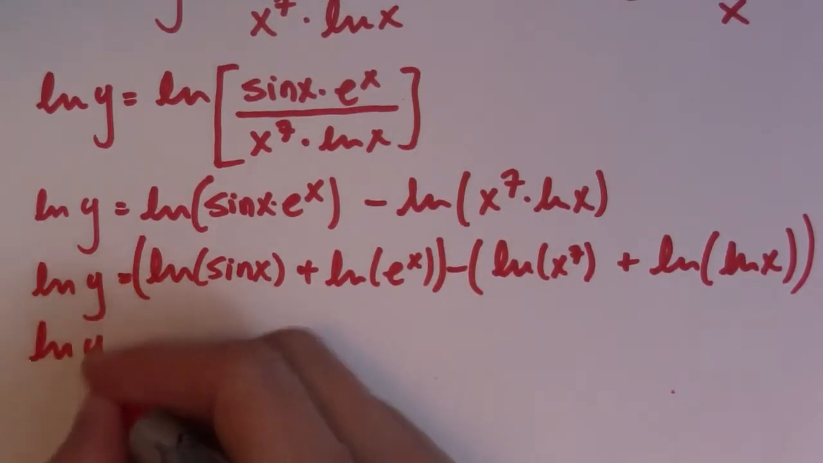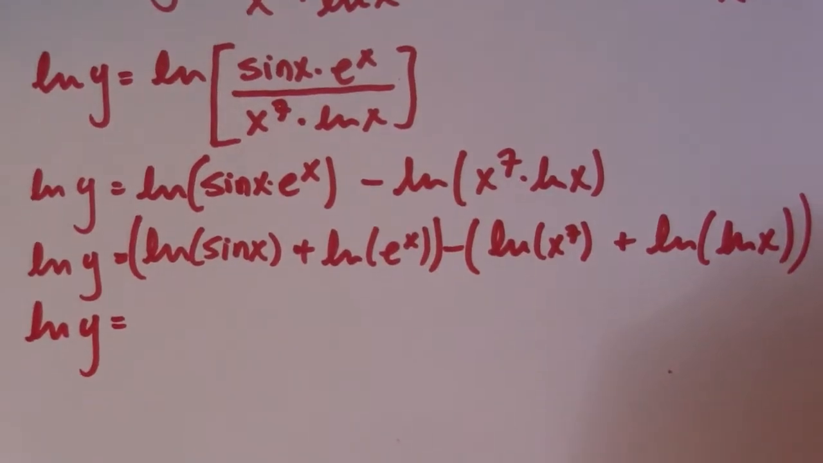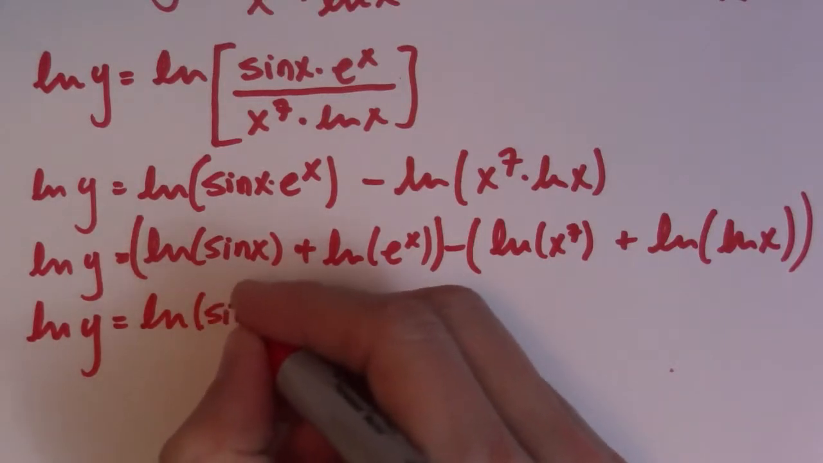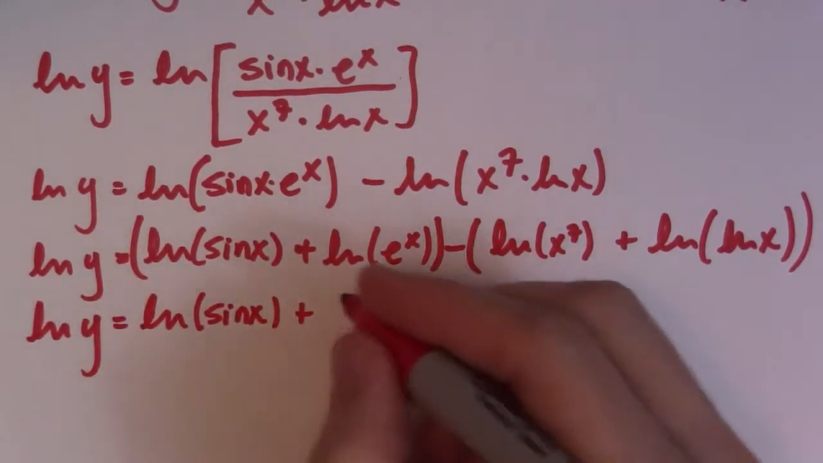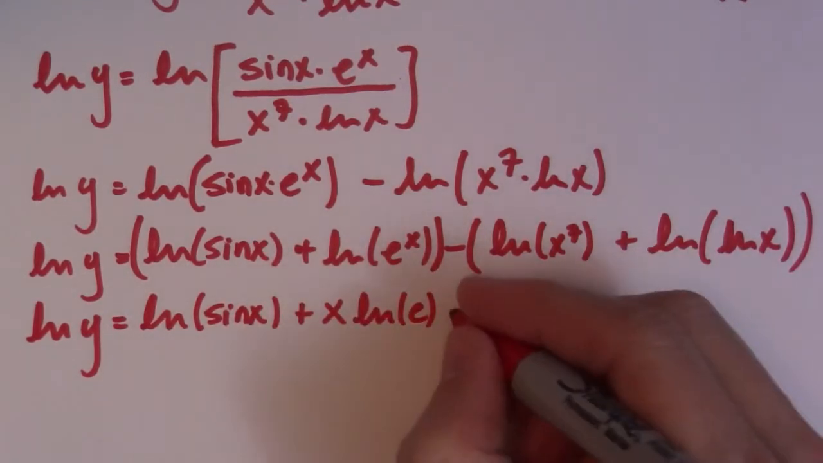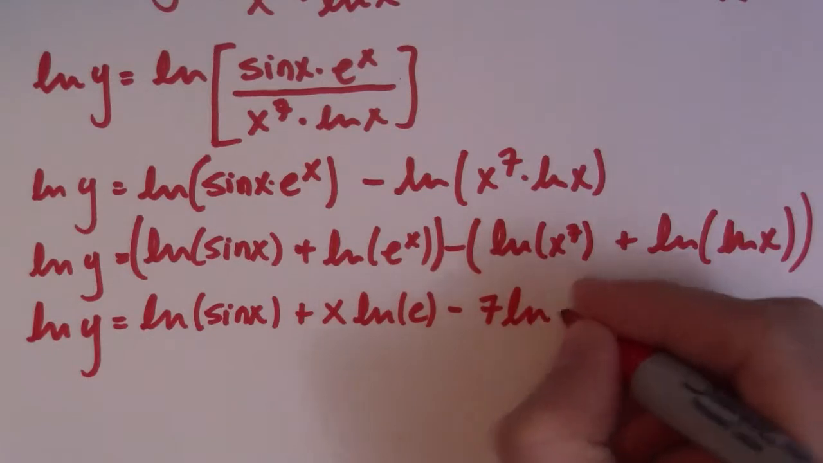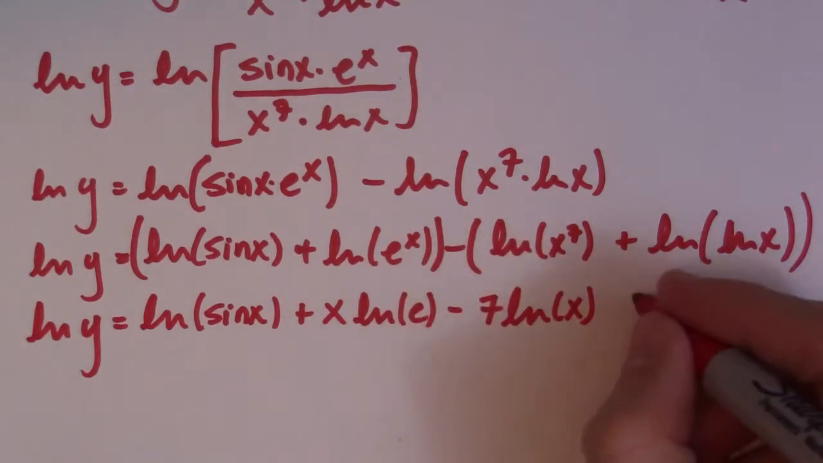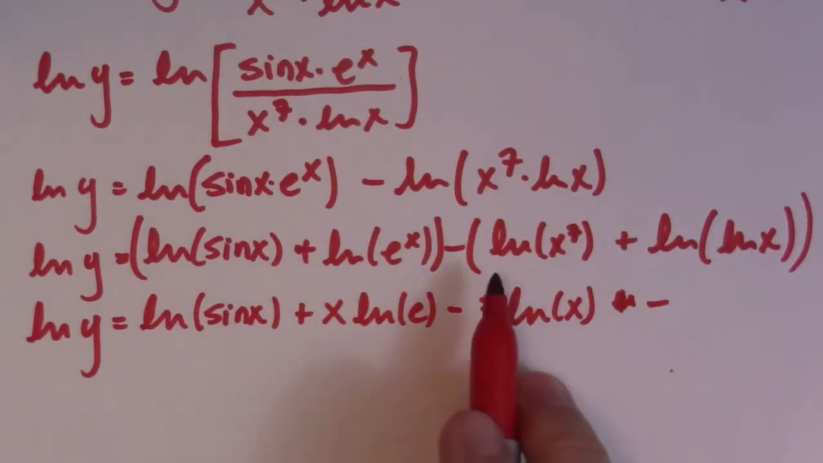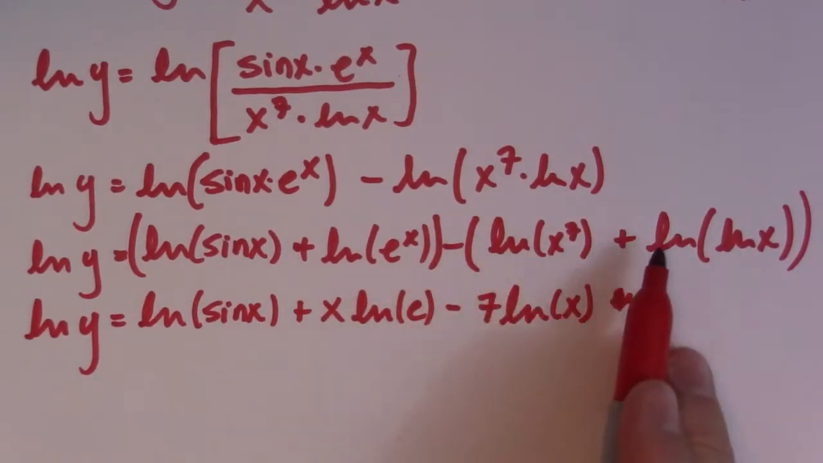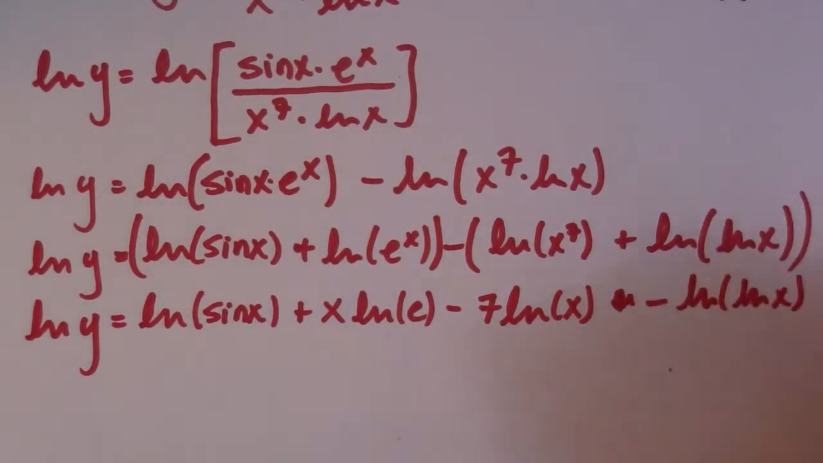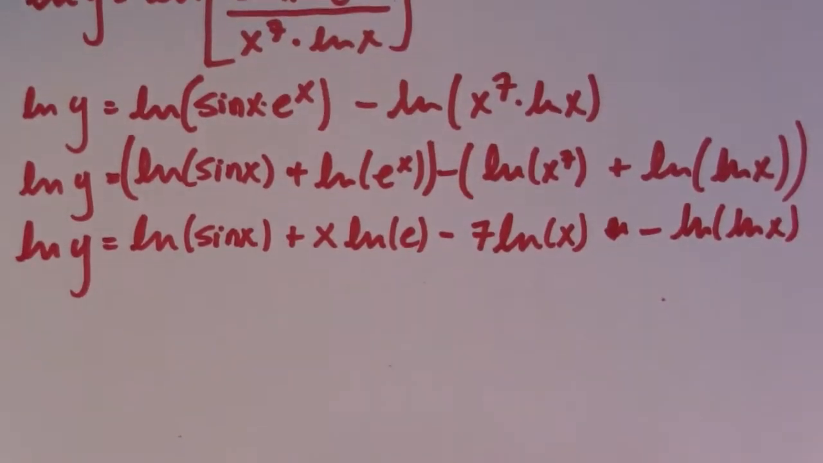So I have ln y is equal to, and then I'm going to get rid of all my brackets as well when I'm doing this. So ln sin x plus x ln e minus 7 ln x, and then plus, well, sorry, I got rid of my brackets, so this is where people make the mistake, and I almost did it: this minus applies to both, so these are both subtract, ln x.